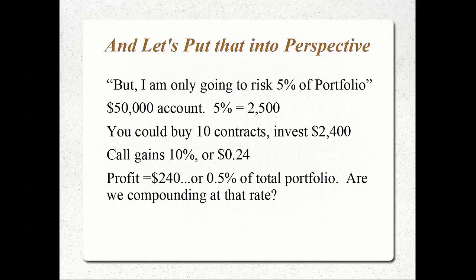Well, most long call investors are going to come at me and say, I'm only going to risk 5% of my total portfolio in long calls, right? $50,000 account. 5% of that is $2,500. You could buy 10 contracts. Remember, the August 47 call was at 240, so you're investing $2,400. Your call moves up 10%, 24 cents. Fantastic. You've got your 10% return. $240 on $2,400 invested. It might happen in the first few days. But this is only 0.5% of your total portfolio value.